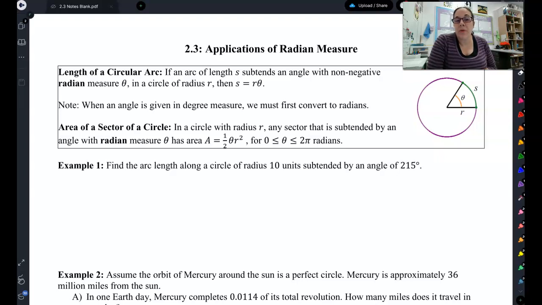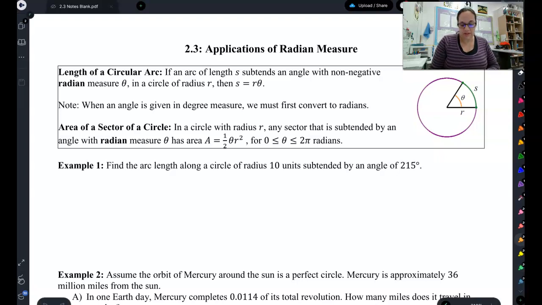Welcome to lesson 2.3. This lesson is very different from everything else we've done in chapter 2. So far we've done a lot of graphing. 2.3 is actually kind of split in half. In the first half of this lesson we're going to talk about two equations. And in the second half of the lesson we're going to talk about two other equations.